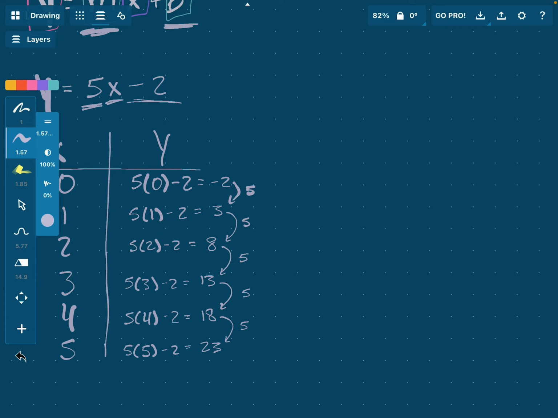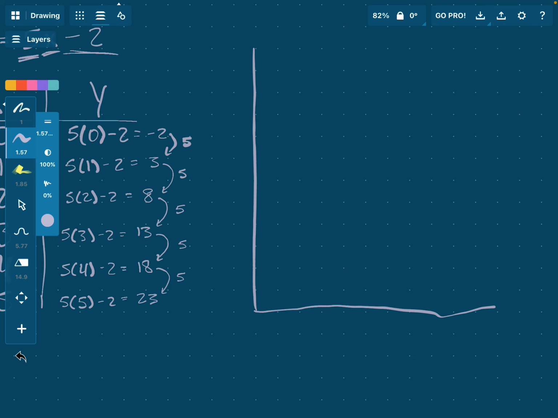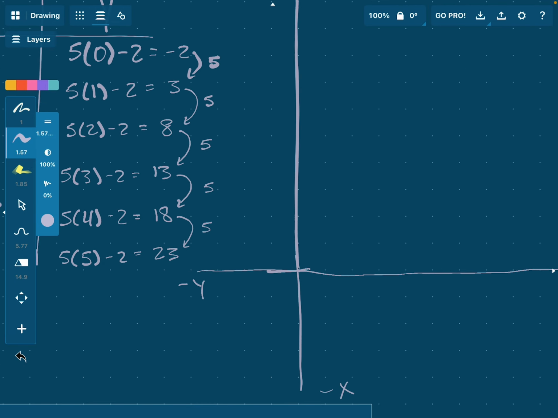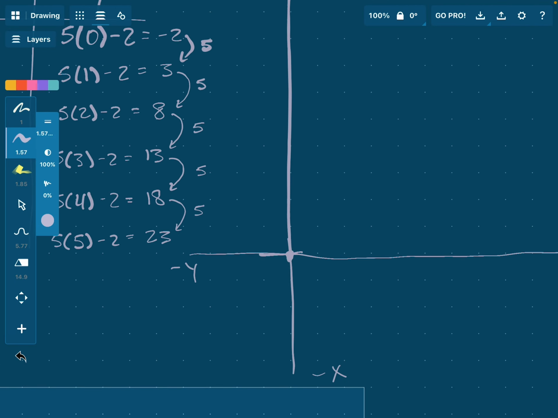Let's go ahead and draw out a graph. Here we're going to have x, here we're going to have y. And we need some negatives as well. So this is going to be negative y, negative x. We don't need to go very far. So here, at x equals 0, we have negative 2. So we're just going to go 2 down, say right there.